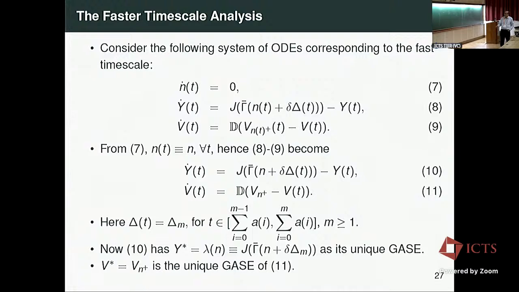And if you look at this ODE, y star, which is J of gamma bar n plus delta delta_m, will turn out to be its unique globally asymptotically stable equilibrium. Here, what is D? D is a diagonal matrix where the diagonal terms are the stationary distribution of the Markov chain that results under this policy pi.